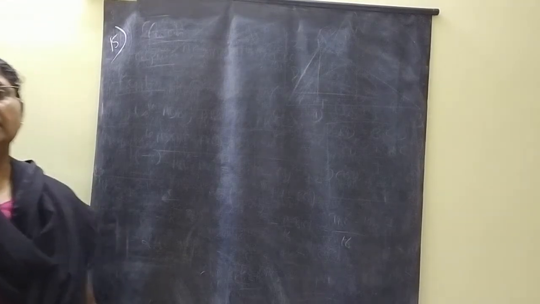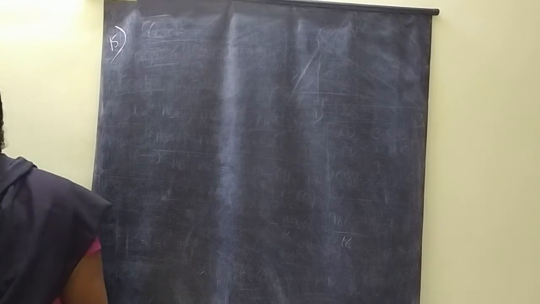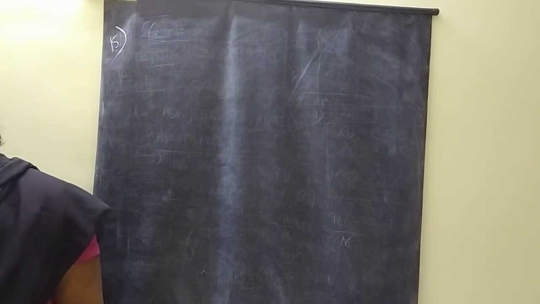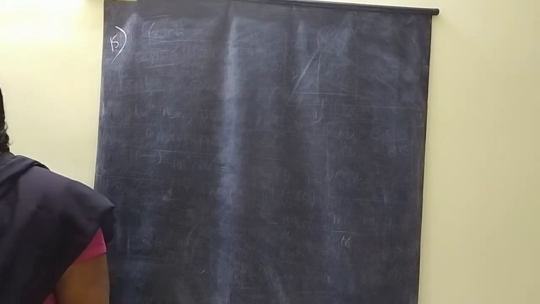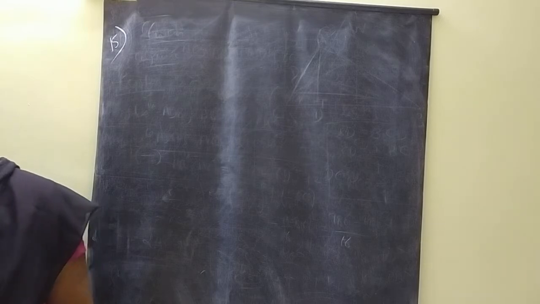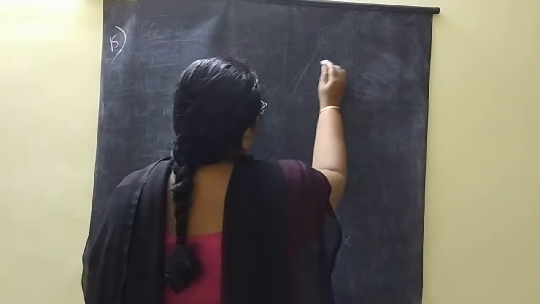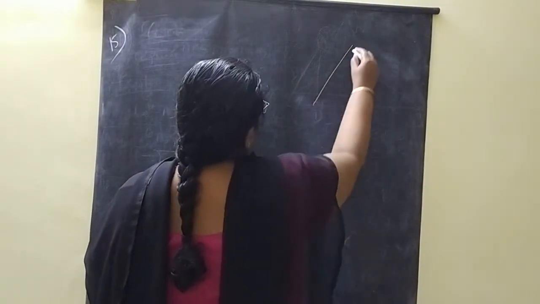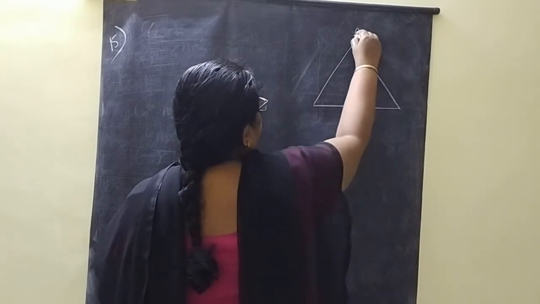Question number 15. In an equilateral triangle ABC, D is a point on the side BC such that BD is equal to 1 by 3 BC. Prove that 9 AD square is equal to 7 AB square. So, what is the given triangle? It is an equilateral triangle.